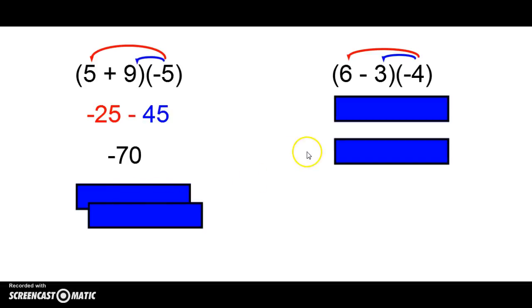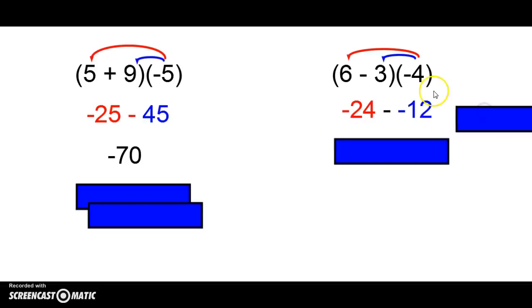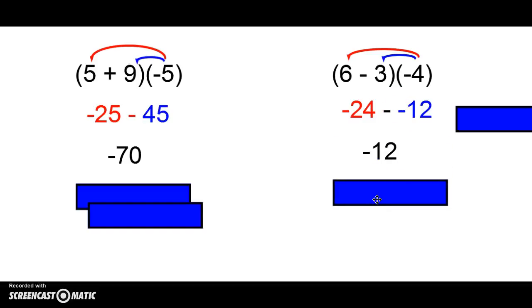Now this one gets a little more complicated. You'd have negative 4 times 6 is negative 24. And then notice, you could do it either way. You could say negative 3 times negative 4 is a positive 12. Or you could say subtract negative 12. And either way, this would still turn to a positive. And so then you'd have negative 24 plus 12. You would change that to a positive. And you'd have negative 12 for your answer.